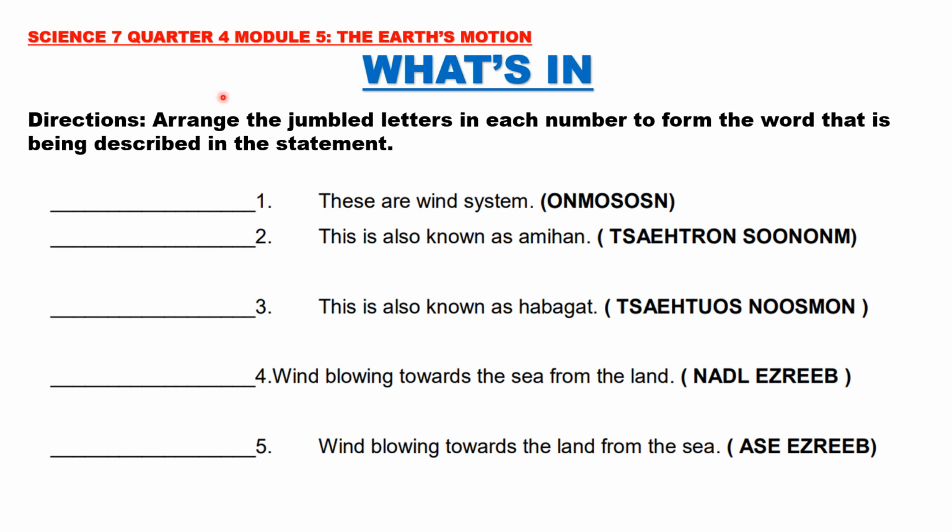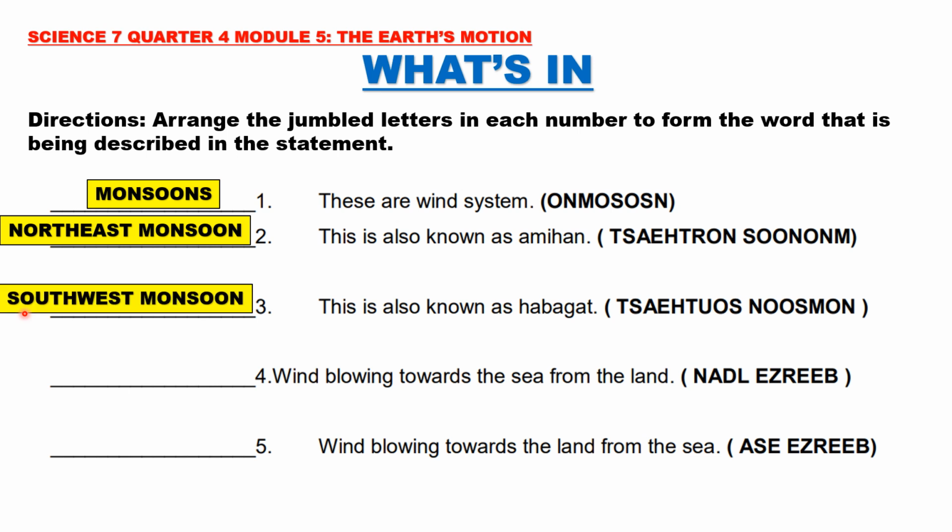What's in? Arrange the jumbled letters in each number to form the word that is being described in the statement. Number 1. These are wind system. Answer: monsoons. 2. This is also known as amihan. Answer: northeast monsoon. Number 3. This is also known as habagat. Answer: southwest monsoon. 4. Wind blowing towards the sea from the land. Answer: land breeze. 5. Wind blowing towards the land from the sea. Answer: sea breeze.